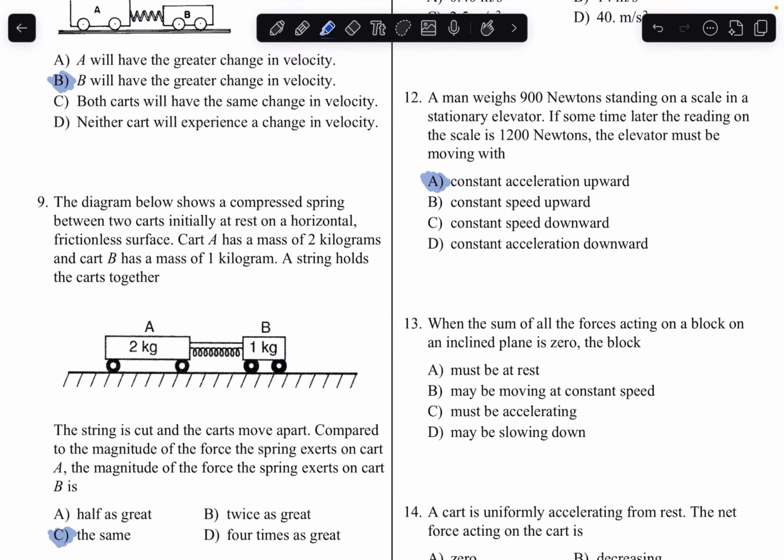So once again, just imagine that you're in an elevator, but this time you're going in an elevator that's moving up a bunch of floors. So it feels like you're heavier because the floor is pushing up onto your feet.